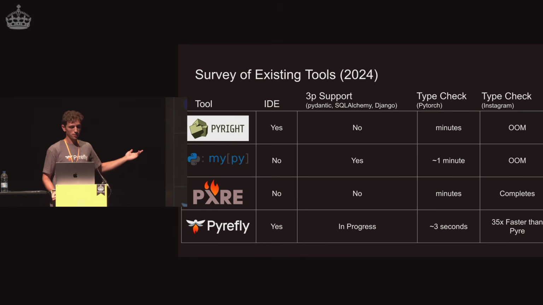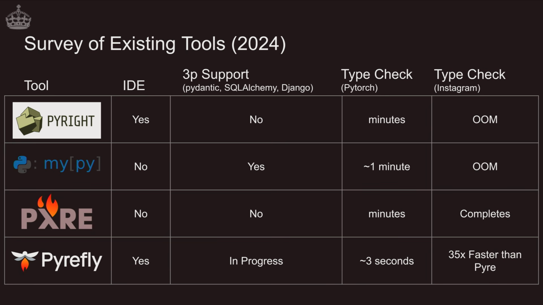Adding it to this list, it does have an IDE. We are working on third-party support. Just this week, we got Pydantic support, and SQLAlchemy and Django are coming soon. We can type check PyTorch in about 3 seconds, and we can type check Instagram 35 times faster than Pyre could. If this number doesn't make a lot of sense to you, let me show you a side-by-side.